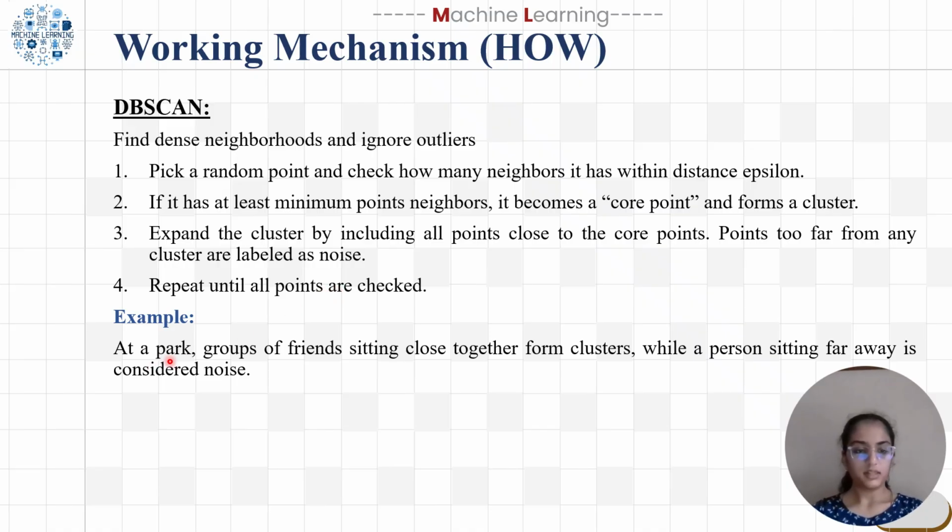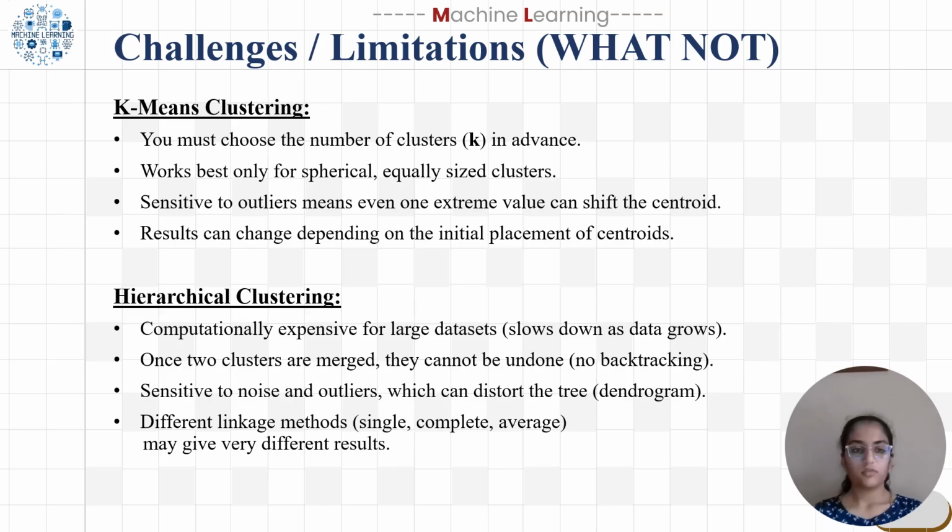The example is that at a park, groups of friends sitting close together form a cluster, while a person sitting far away is considered as noise. So next we will see the challenges or limitations.